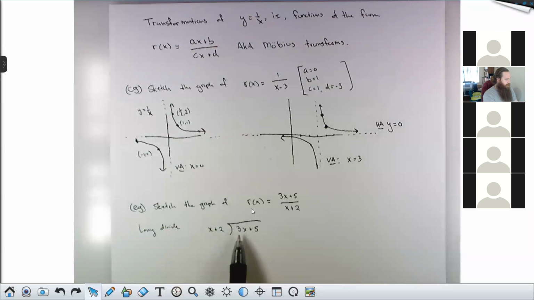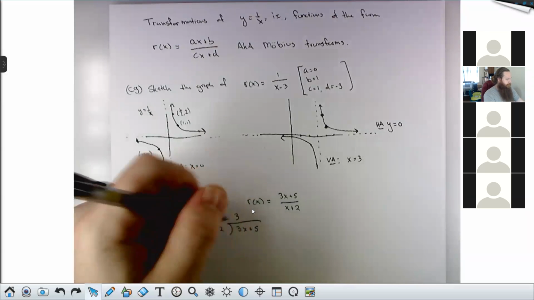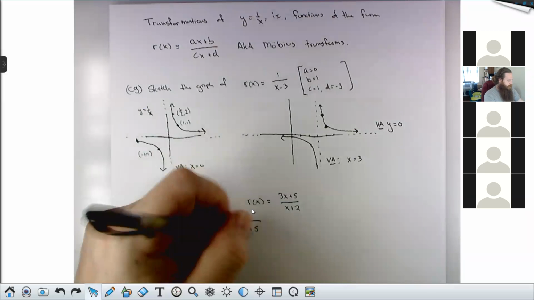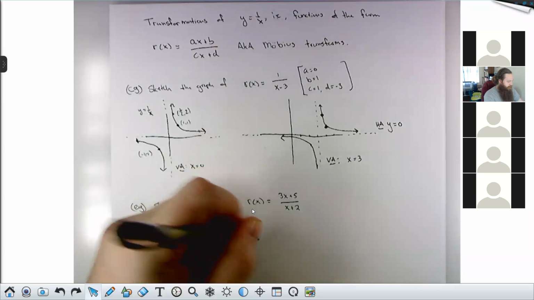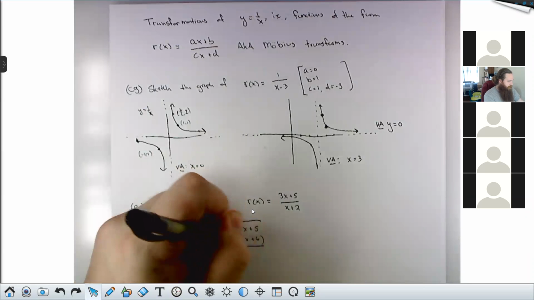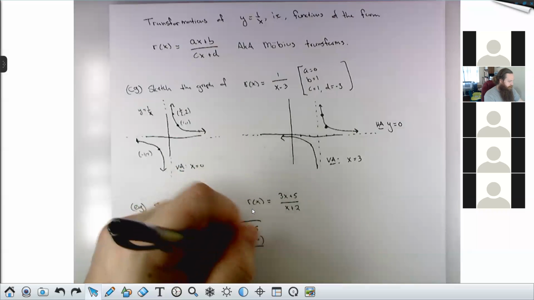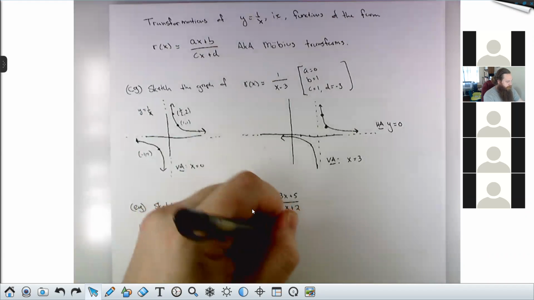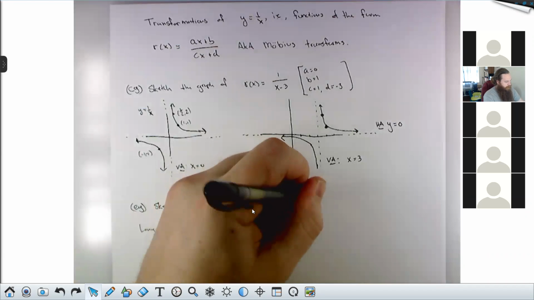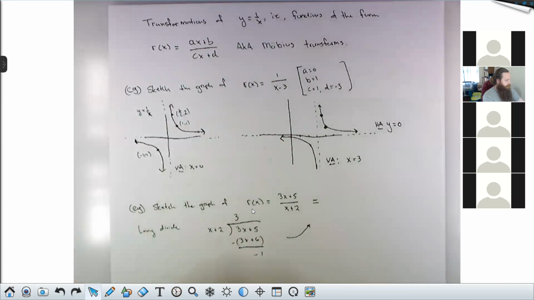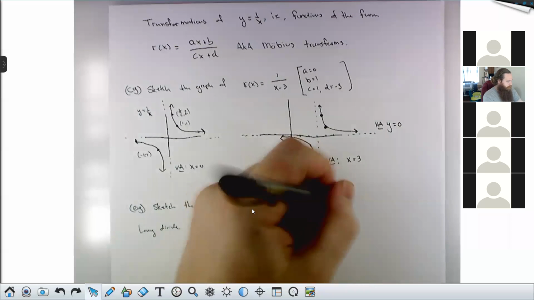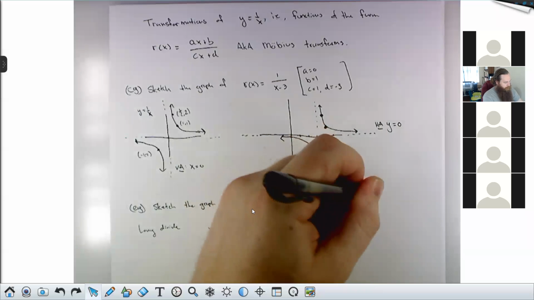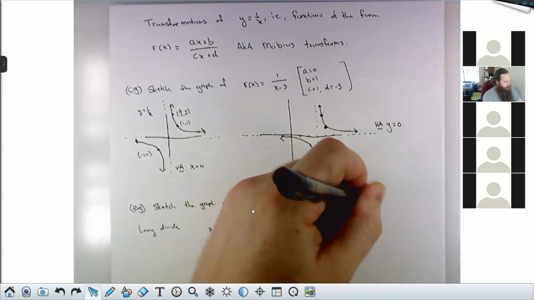To turn x into 3x, I multiply by 3. And then if I distribute that, I get 3x plus 6. Subtracting these, this is 0. 5 minus 6 is negative 1. So what we learn is that (3x plus 5) over (x plus 2) is equal to 3 plus negative 1 over (x plus 2).